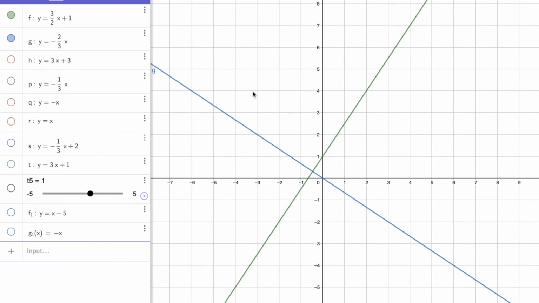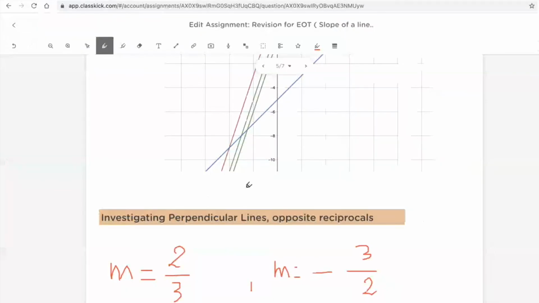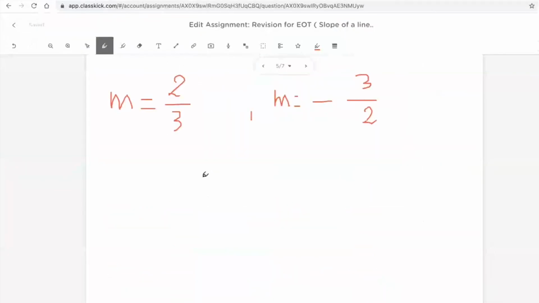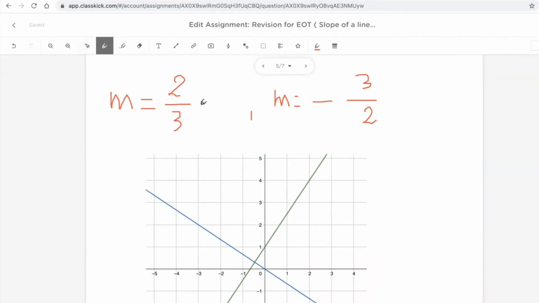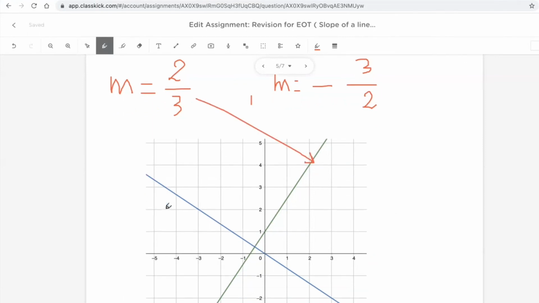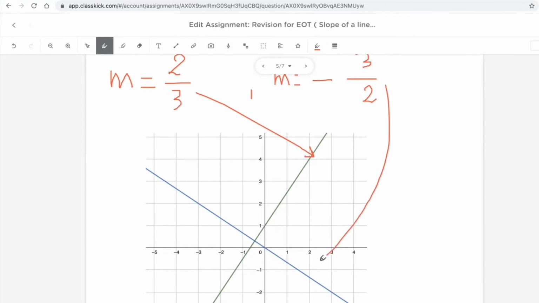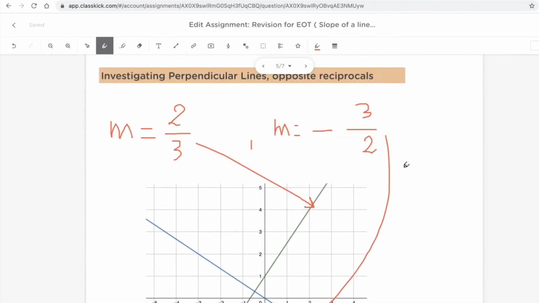I'm going to take a screenshot of this and put it here. These are my two lines. So which one has a slope of 2 over 3? This line. And which one has a slope of negative 2 over 3? This line. And they are what? They are perpendicular.